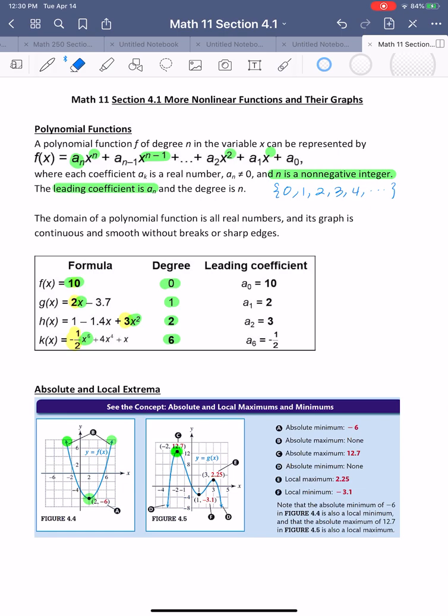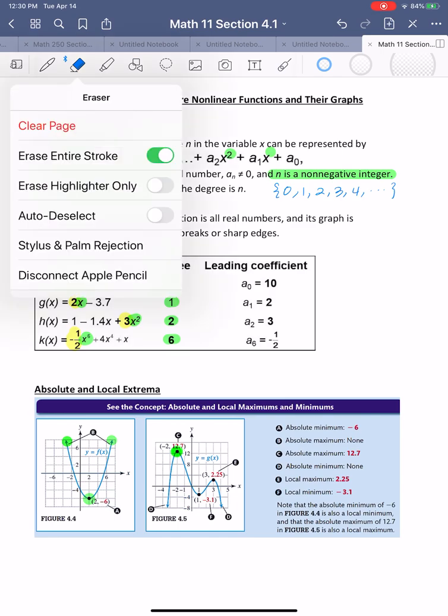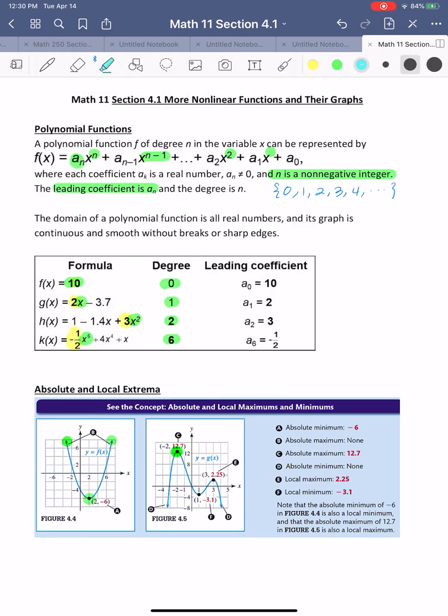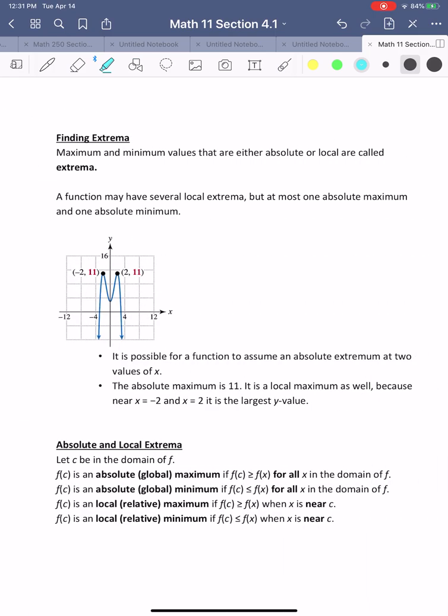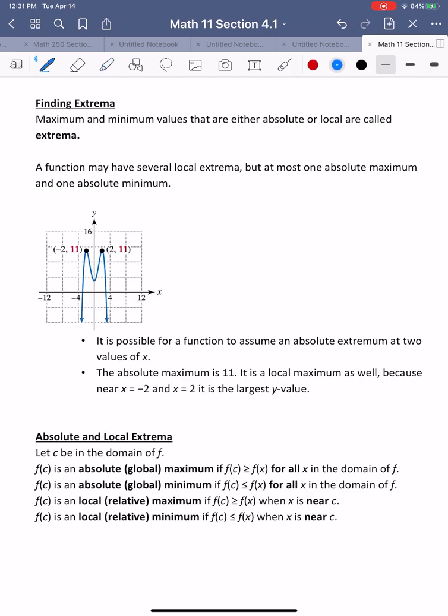But we can also say local maximum and minimum. This time, this is a local maximum and this is a local minimum. But there's no absolute minimum in this case because there are arrows here, okay? All right, let's look at the next page. Finding the extrema. Extrema means it could be a maximum or minimum.